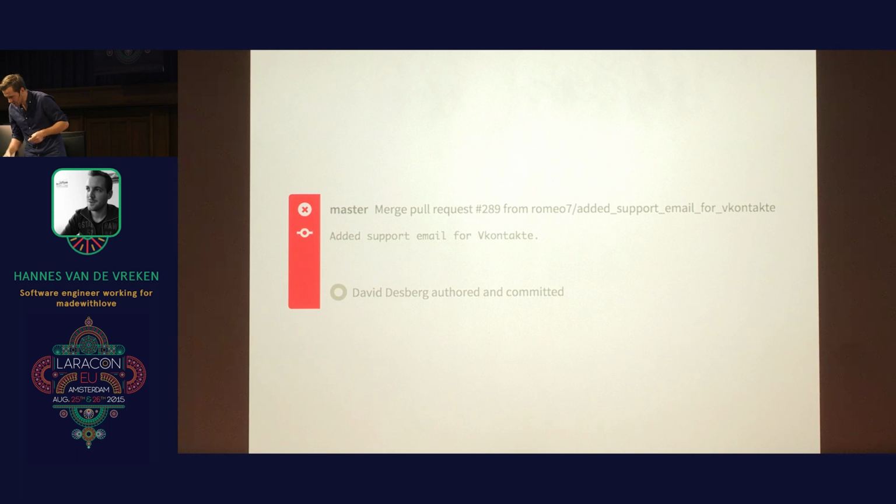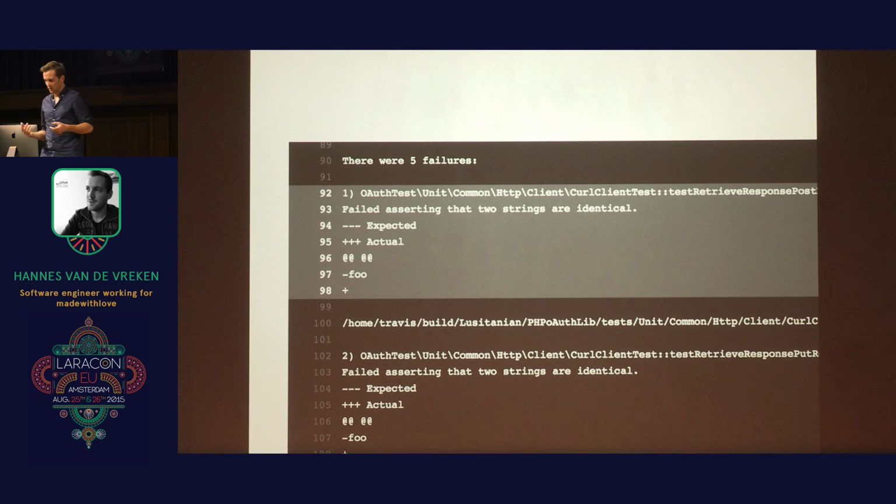He added an email field for vContact, which is the Russian Facebook, if I'm correct. The build failed. Why? I inspected it, because the curl client test failed. Not really related with vContact, right? So I inspected further, and what happened was that it had some integration tests for the HTTP client using httpbin.org, which is a tool where you can send post requests and get something useful back to make some integration tests for your HTTP client. That service was down, so all pull requests builds failed.